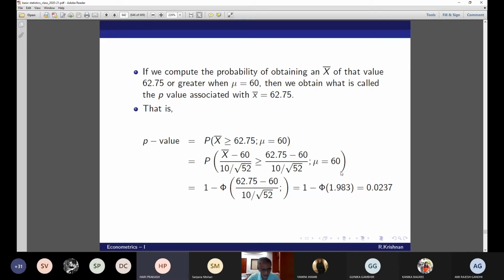Sir, what is this p-value representing? I'm not following. What is this 0.0237 we get? How can we interpret this? I'm coming to that. Do you understand how we got this p-value? Do you understand the simple calculation? Yes, sir. Calculation is okay. Calculation is okay. Now, what is its p-value? P-value is called the tail probability.